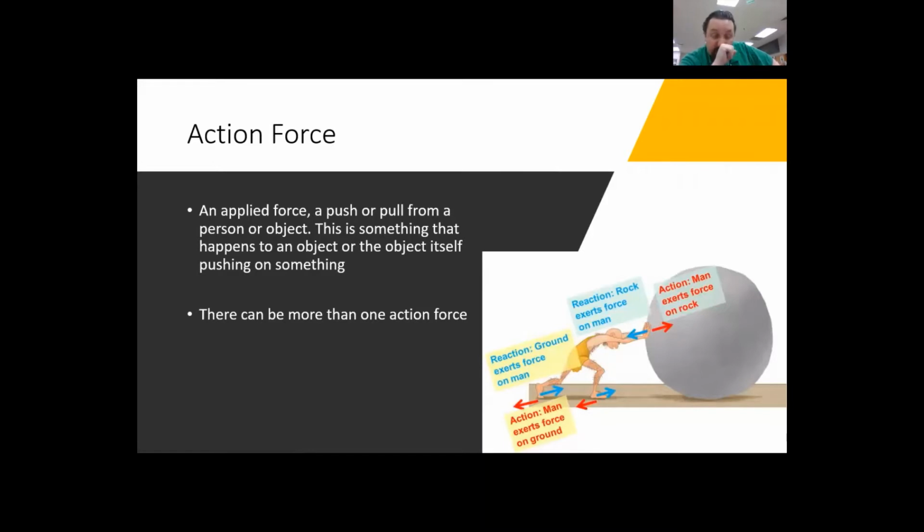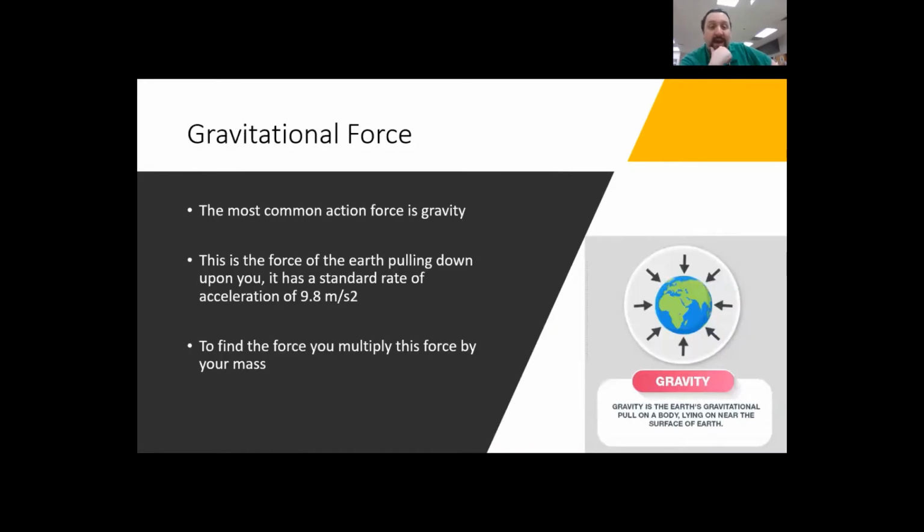That is us acting on the world around us. There can be more than one action force acting upon an object, but if something is moving an object, trying to push it, trying to influence it, we call that action. The most common action is happening to all of us right now. It's gravitational force. A gravitational force is a natural force in the universe, and that is gravity from the mass of the Earth pulling down on us towards the center of the Earth.